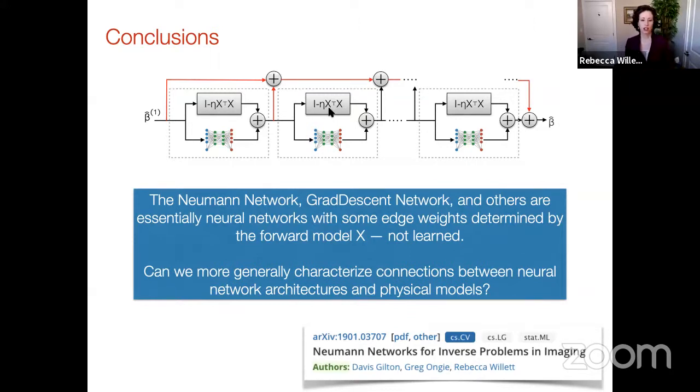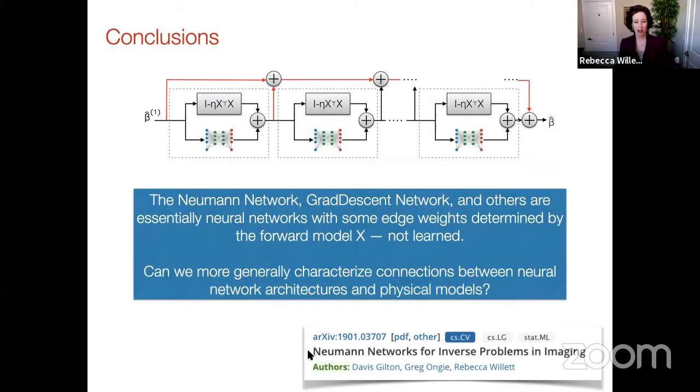And so what this suggests is that we're essentially using a physical model to constrain the parameters of a neural network. And by doing that, we're able to achieve much lower sample complexities and much higher accuracies. I think this is a pretty interesting concept and begs the question of whether we can more generally characterize connections between neural network architectures and physical models and use that insight to help us design better ways of constructing neural network architectures. So thank you very much for your attention.